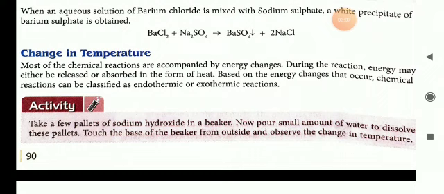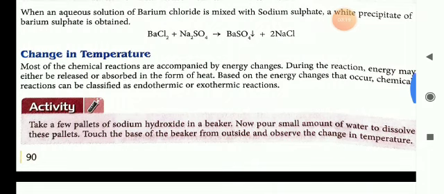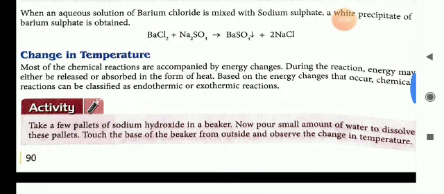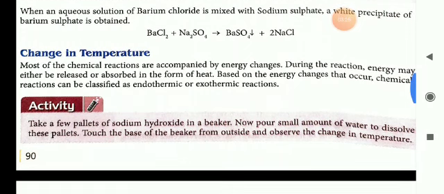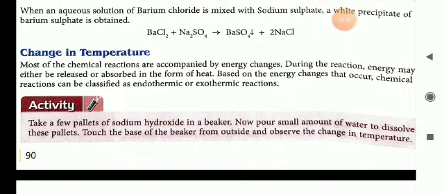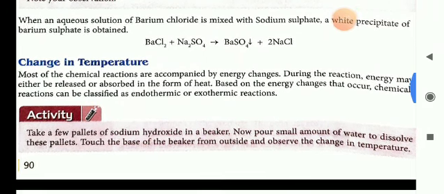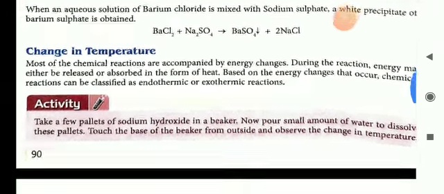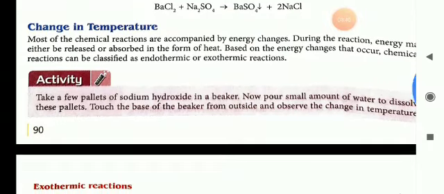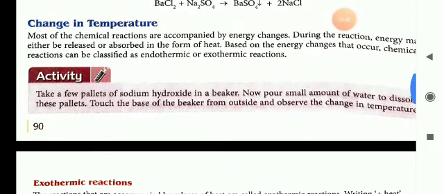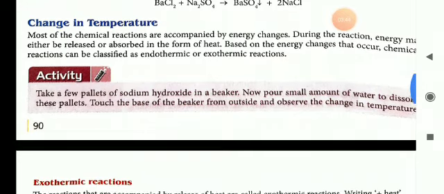Sometimes we can see that the equipment, the container or the test tube or beaker in which we are doing the reaction, gets heated from outside. So the change in temperature will be there. Based on the energy change that occurs, chemical reactions can be classified into two types: endothermic reaction and exothermic reaction.